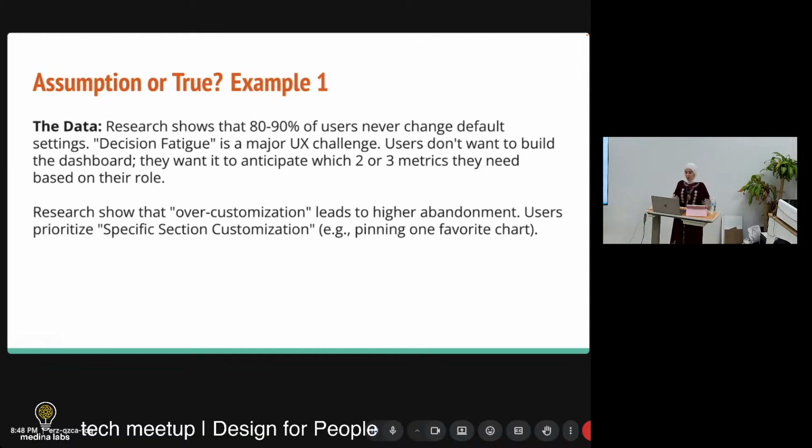Research shows that 80 to 90% of users never change the default settings. Decision fatigue is a major UX challenge. Users don't want to build the dashboard. They want you to anticipate which 2 or 3 metrics they need based on their role. So some customization is fine, but do not over-customize things for the users.